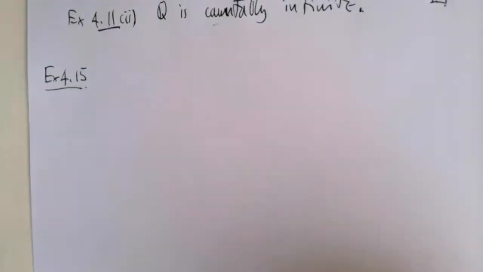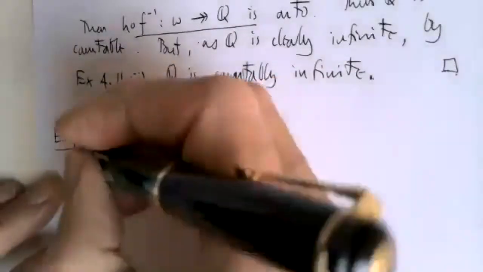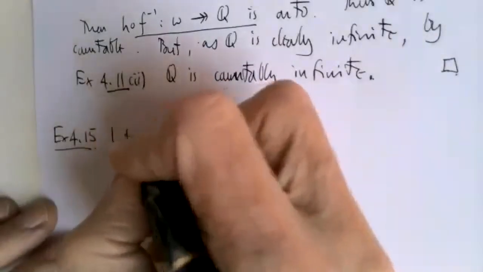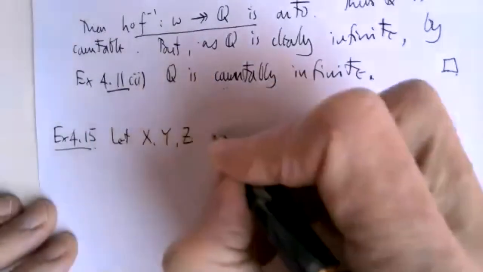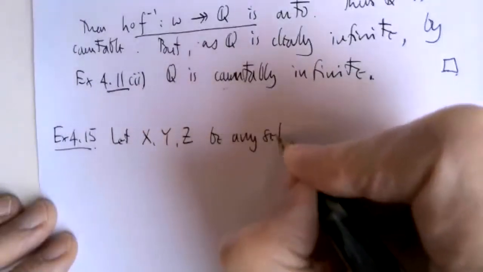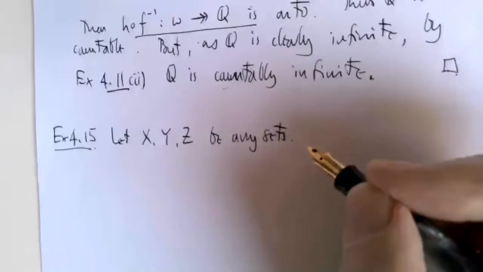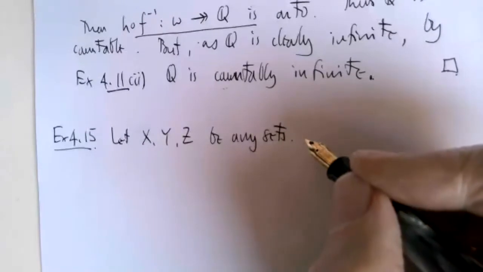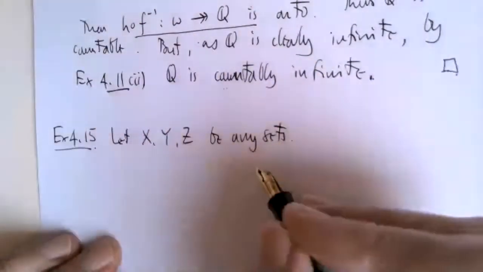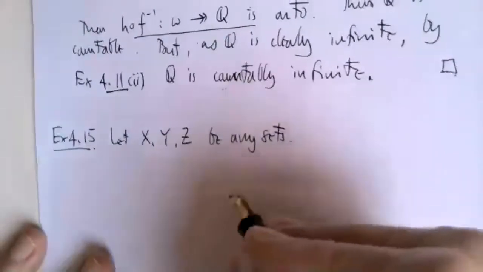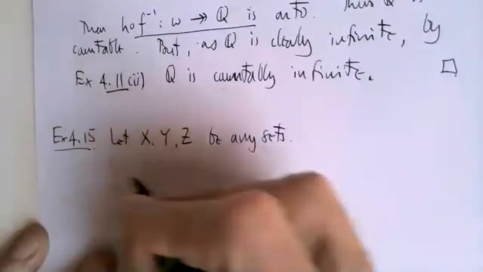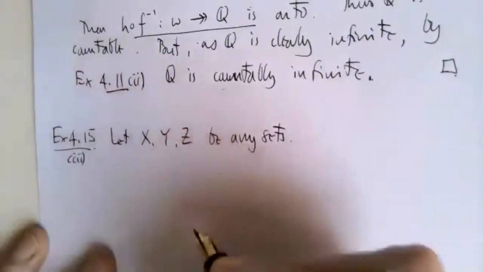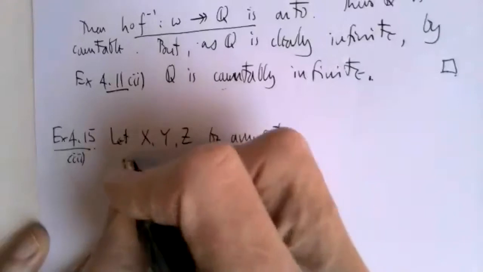Okay, let's look at exercise 415. It's about just sets in general, and you're asked to show various things are bijections. I'll just do one. This is part 3. Let's just see what it says.